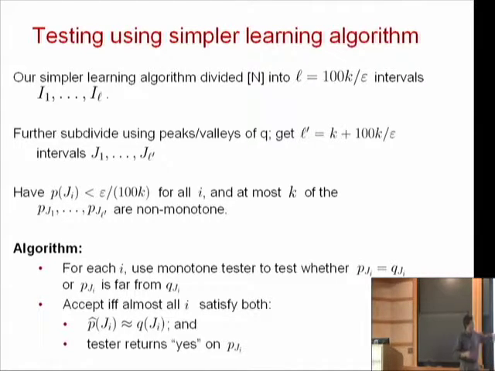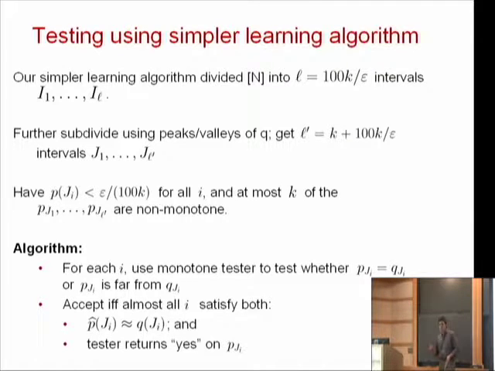I actually have to manipulate it a little bit because I have to take into account the peaks and valleys of the known distribution Q. But in a nutshell, you break up the whole interval into a bunch of pieces. You run the monotonicity tester on each piece. Is this little chunk of P equal to the corresponding chunk of Q? And you accept only if almost always the little chunks do seem to be equal and the mass of the little chunk seems to be the correct mass.